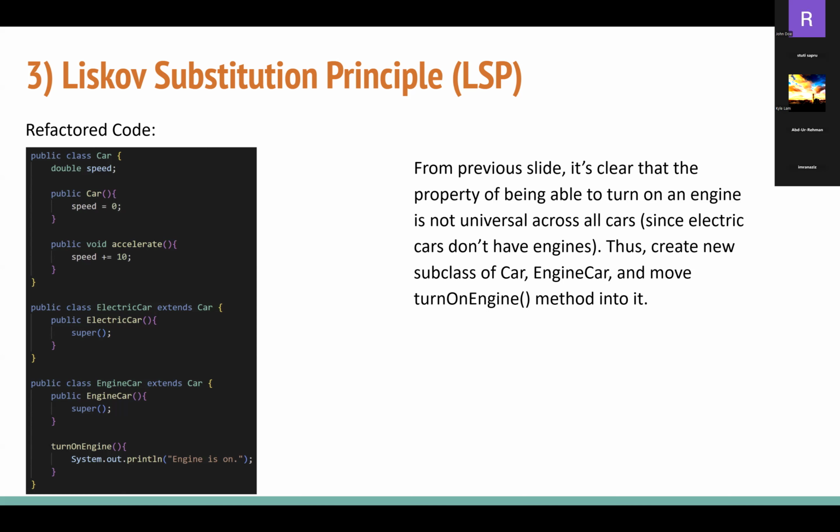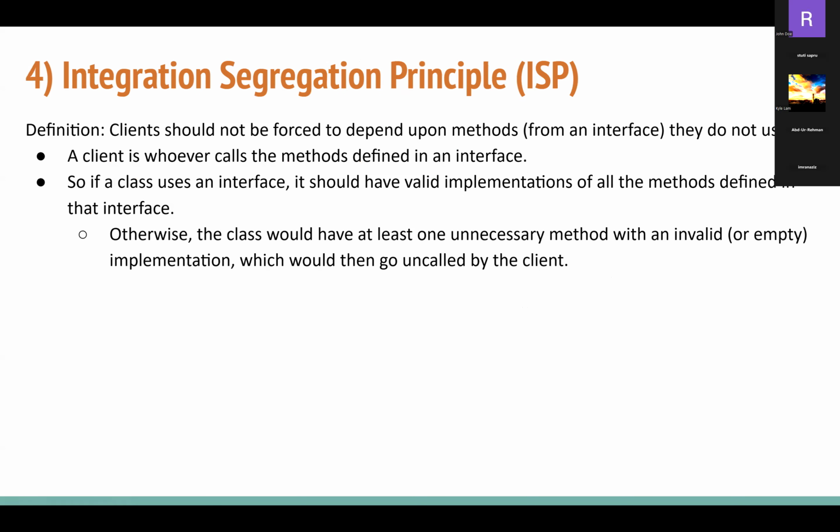Yeah, so here LSP is valid because if you look at the car class, everything in that car class is inherited by the electric car and engine car without any problems, right? We're not overriding any methods or anything, right? So you can replace any instance of engine car class or electric car class with car, and thus you satisfy LSP. All right. Now moving on, the fourth SOLID principle is the integration.